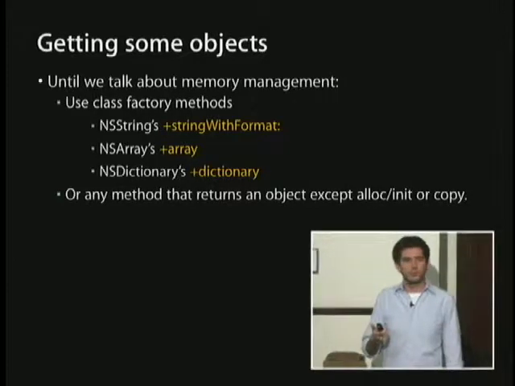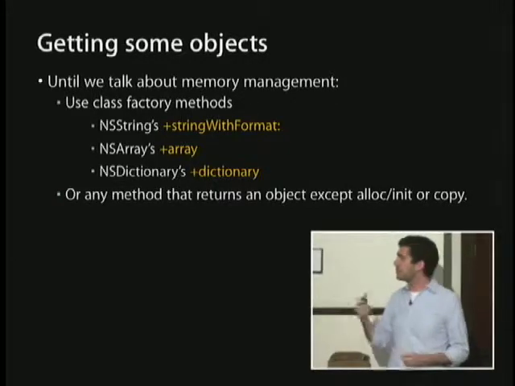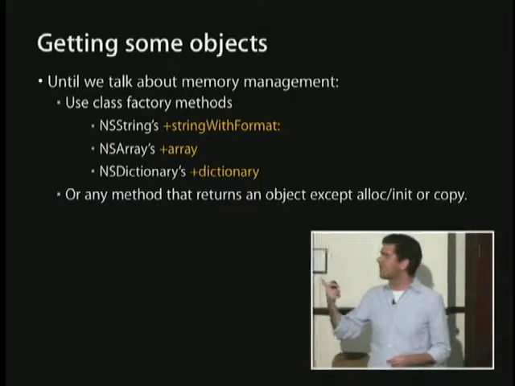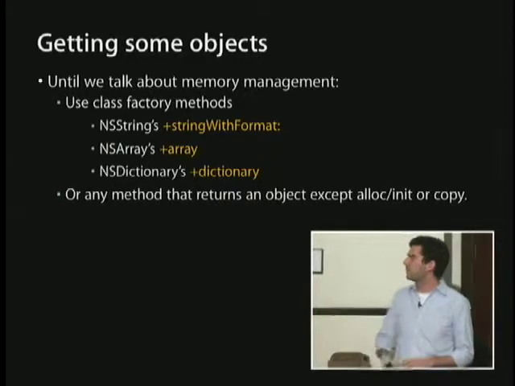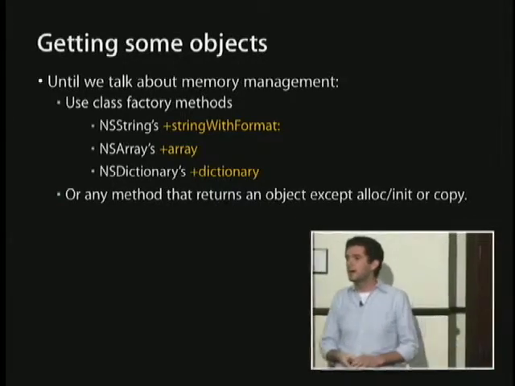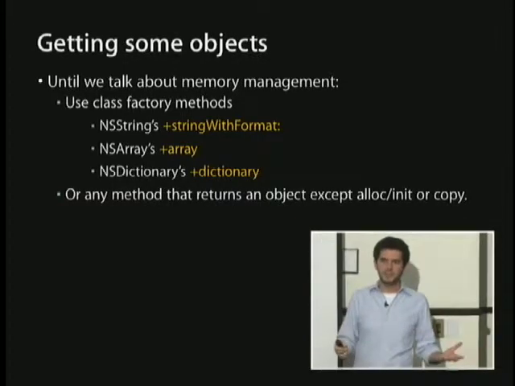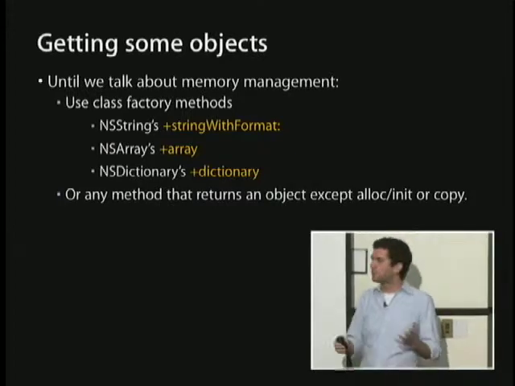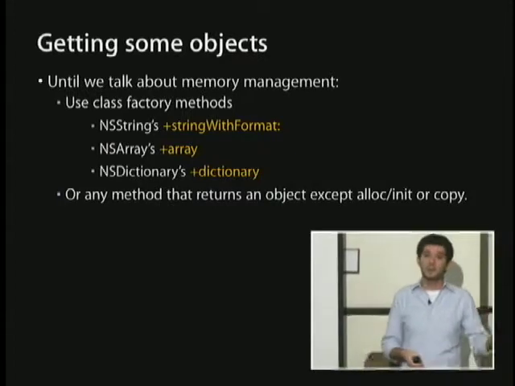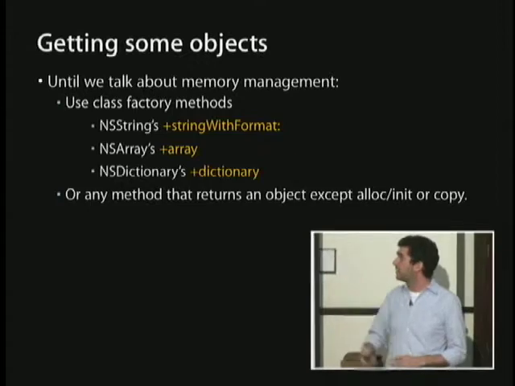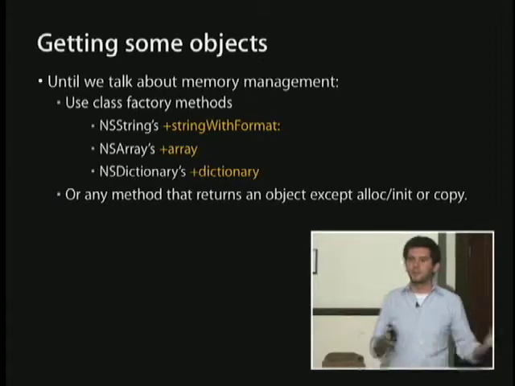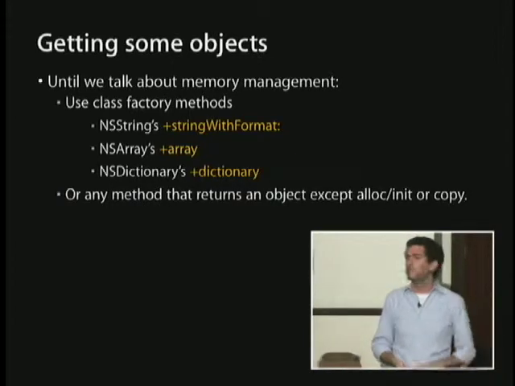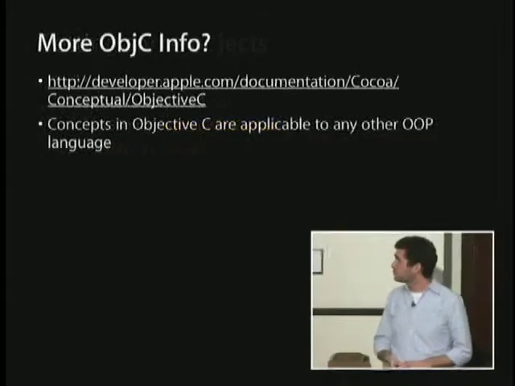While you're working on your code for the assignments, you probably want to stick with some of the convenience functions for now. The factory methods: NSString has stringWithFormat, array has array, dictionary has dictionary. These things return autoreleased objects, so they're going to go into your pool. You don't have to worry about memory management yet. We're going to talk about that in the next lecture, but for now, you can stick with those. You just want to probably avoid the alloc init and the copy methods, which return objects that are reference counted and that you own. We'll talk about that more next time.